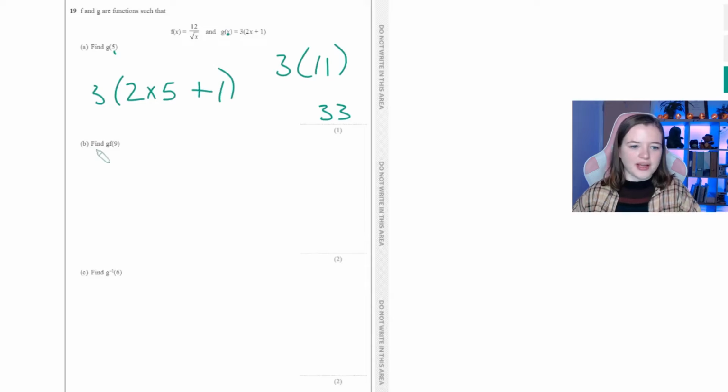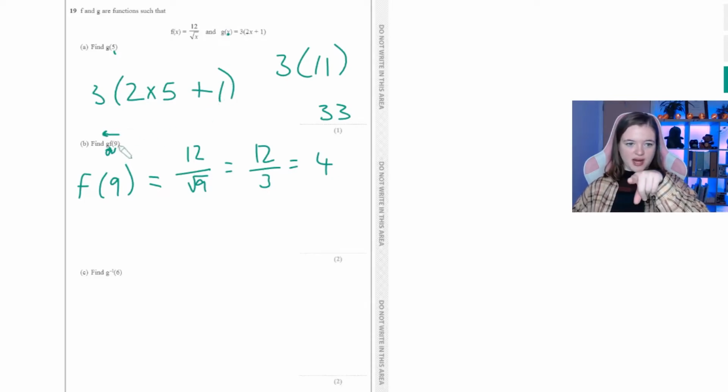Okay, then part B. Find g of f of 9. So with this one, you want to kind of read functions backwards, going this way. So first thing we're going to do is put 9 into f. I'm going to put 9 into this one. So f of 9, that is then 12 over root 9, which is just 12 over 3, which is 4. And then I'm going to carry that train along, and then put 4 into g. Okay, it's just carrying along the chain. Put 9 into f, and the answer to that, then into g, right?